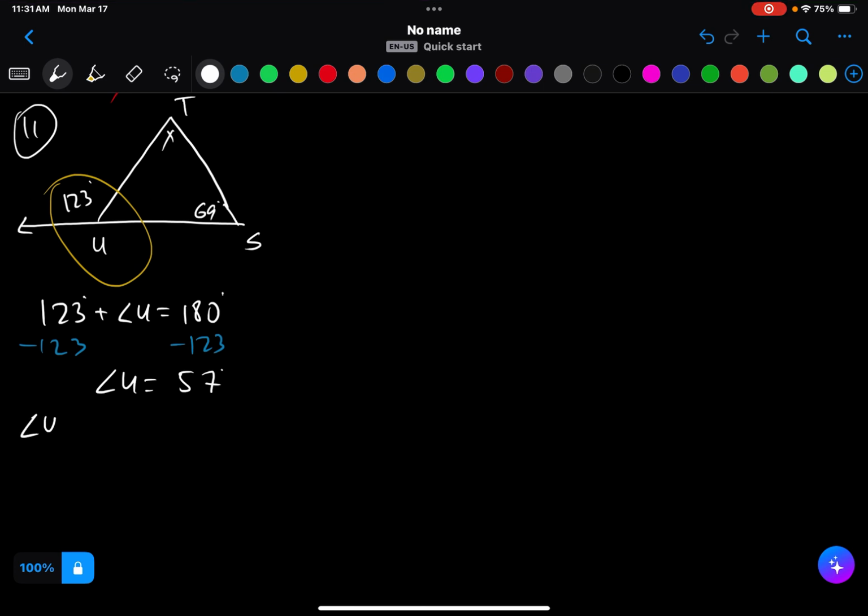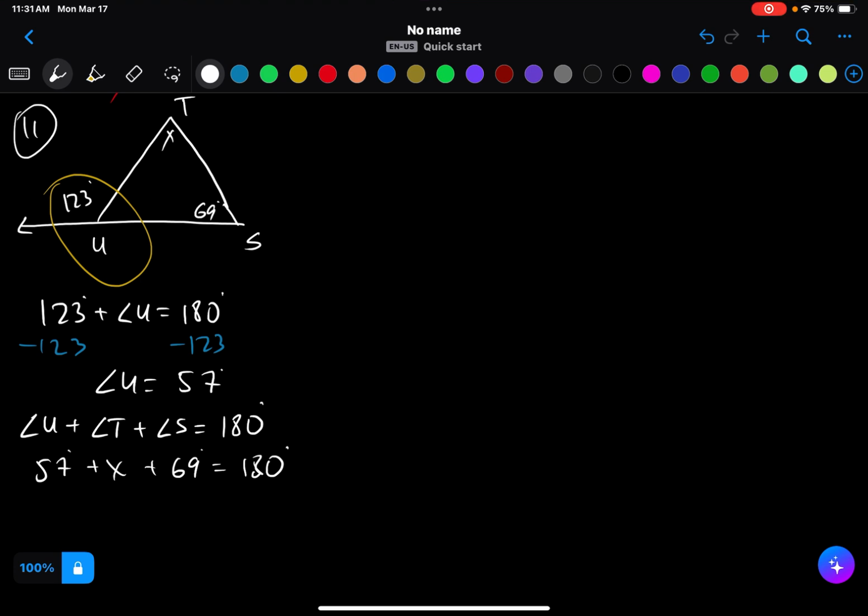Now, all I can say is angle U plus angle T plus angle S has to equal 180 degrees because they are the three angles of a triangle. I just figured out what U is. It's 57. Angle T is our missing one, so that's our X. And angle S I know is 69. They gave this to us originally in the problem.